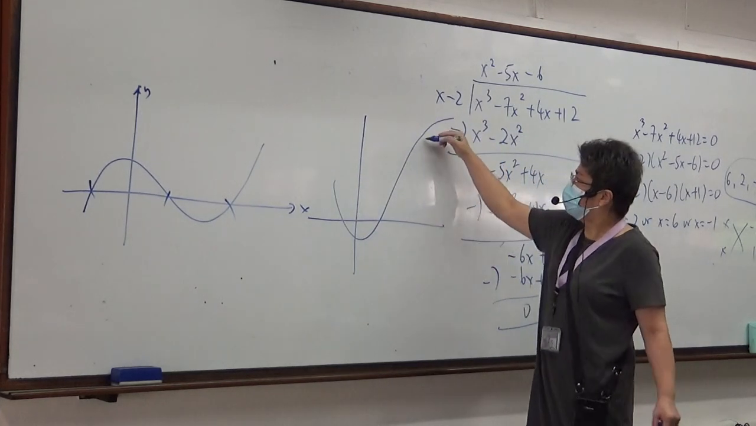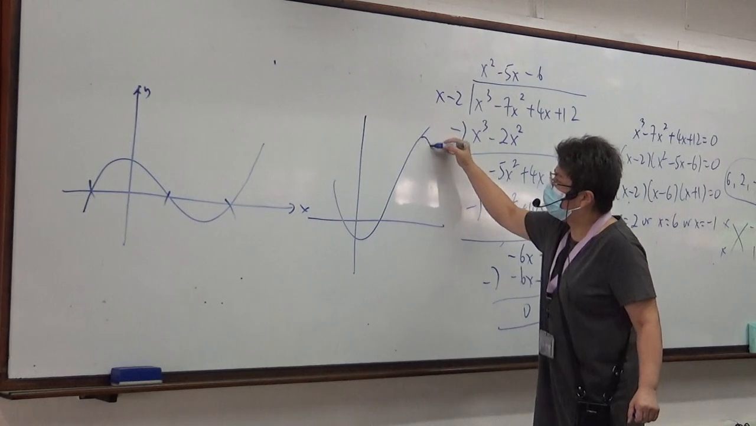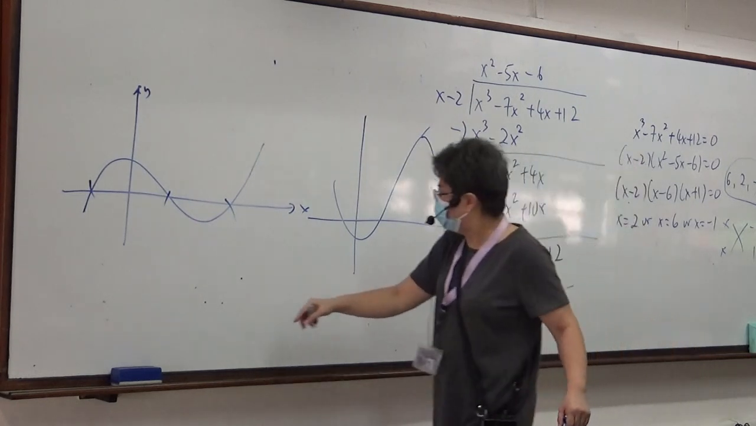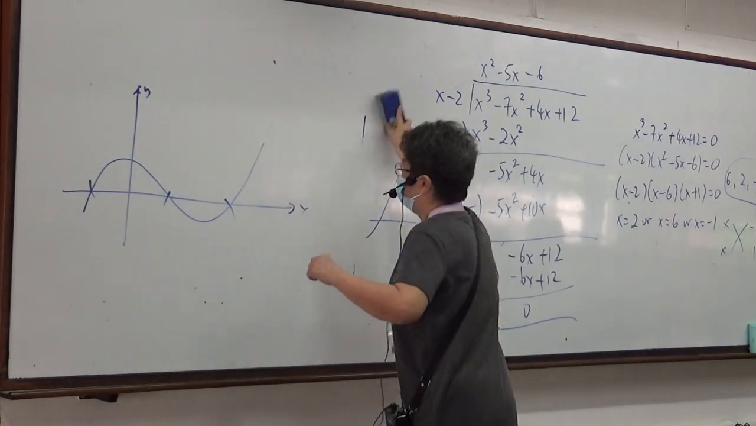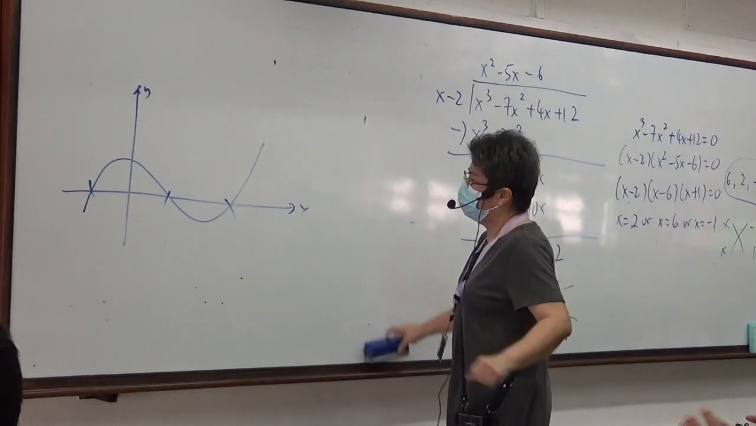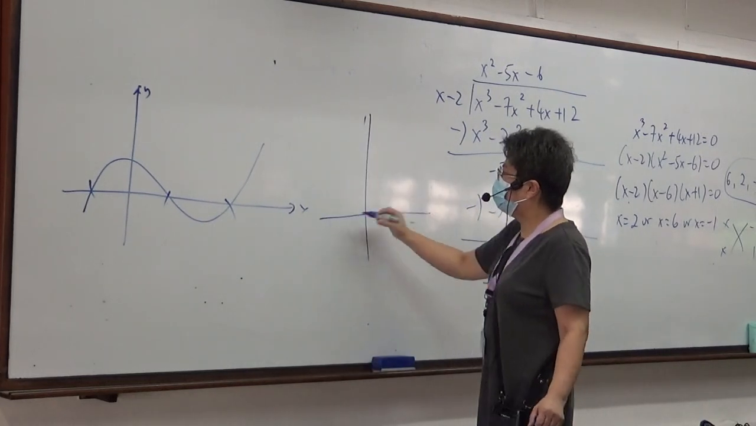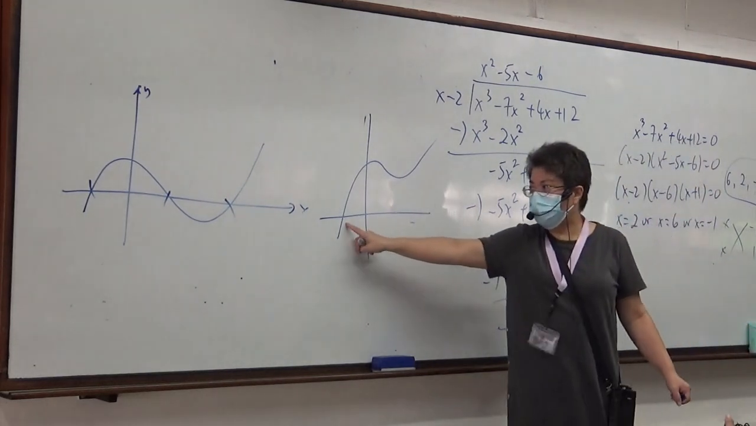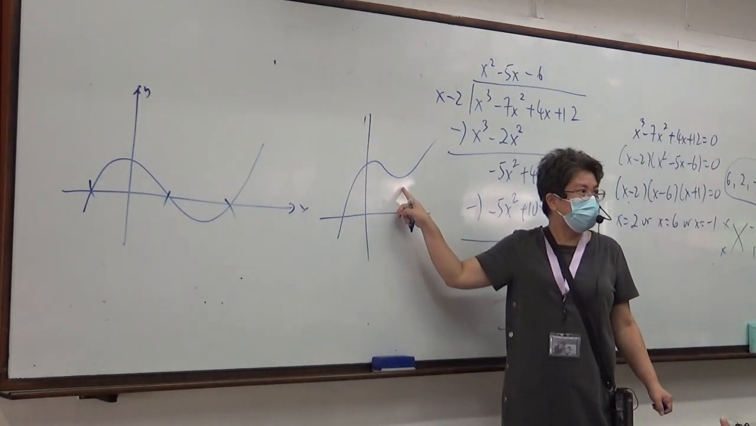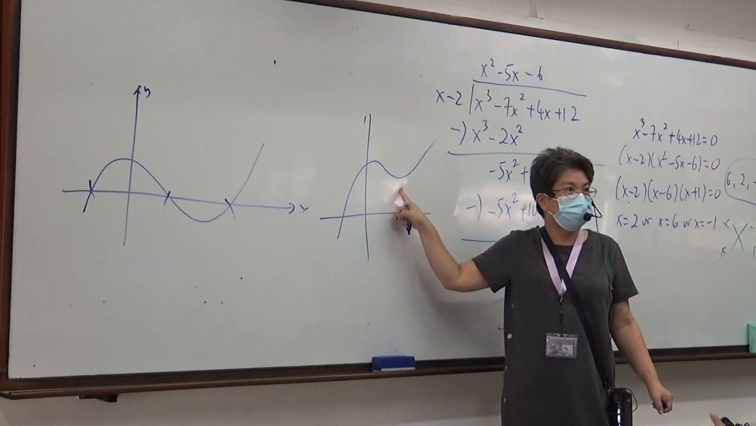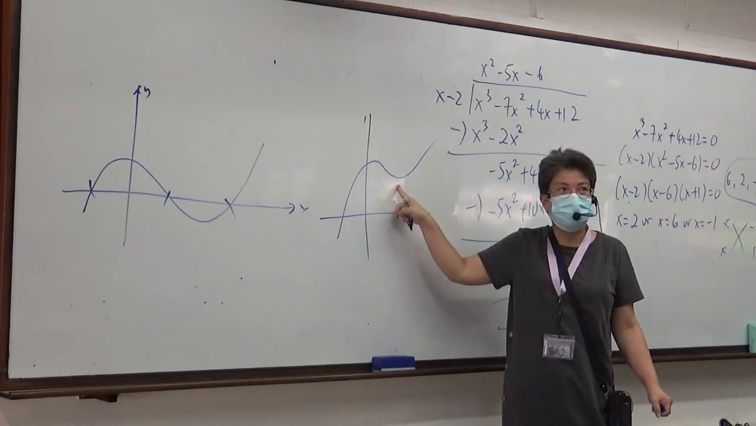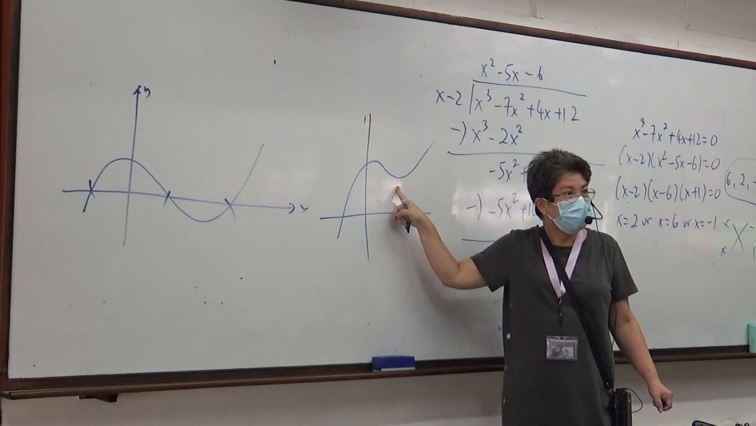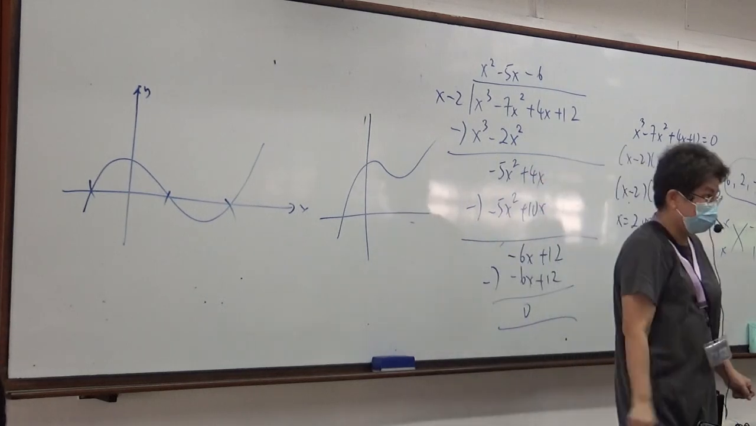Sorry, this is wrong again. Let me just draw again. Like that, then you only have one real root. These ones are what? Not real roots. Imaginary. That means this discriminant will be what? Less than zero, because you don't have.